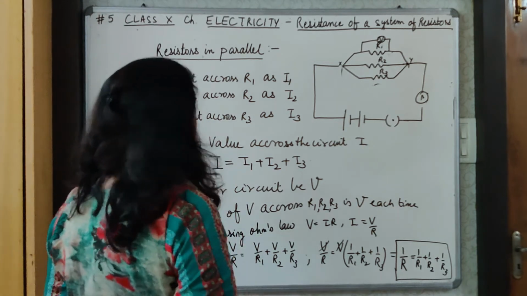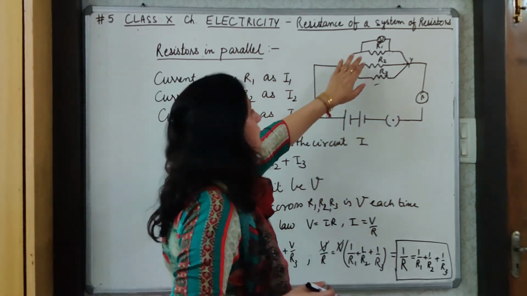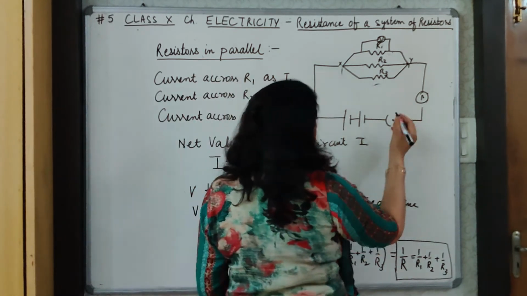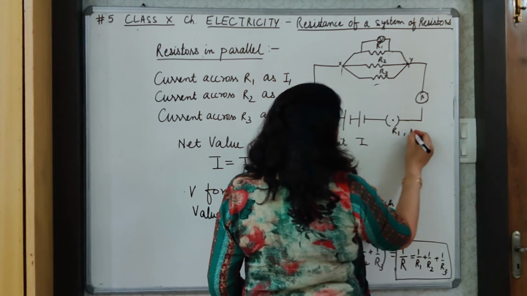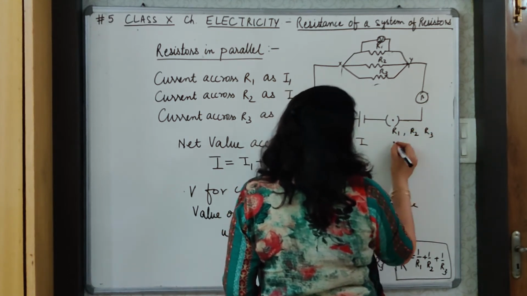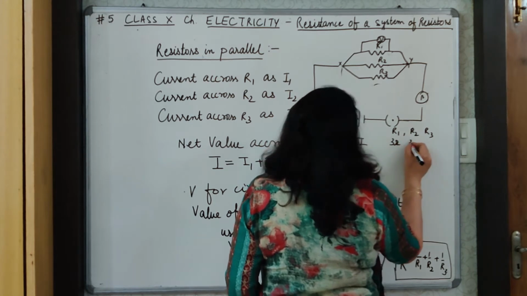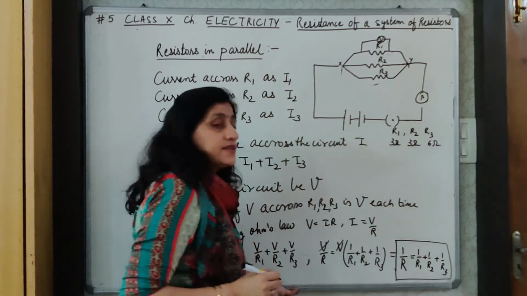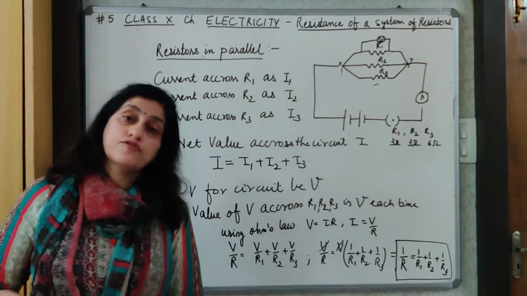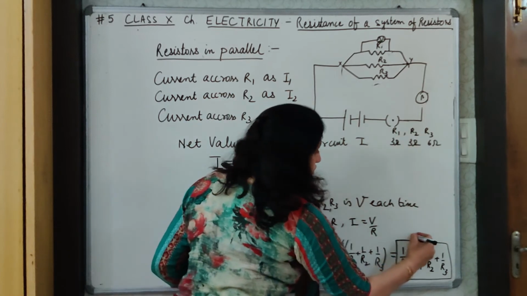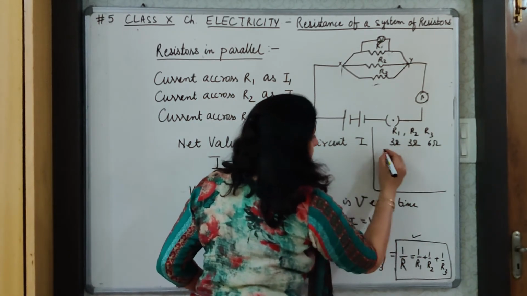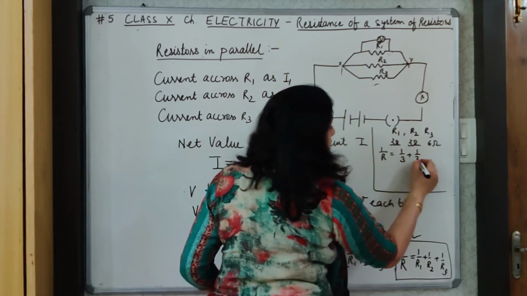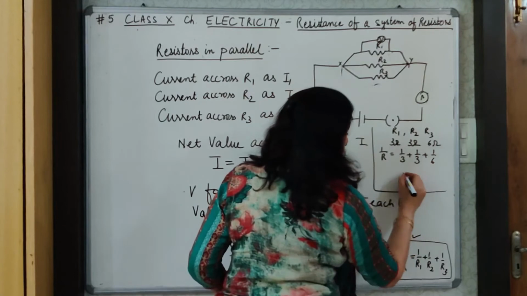Now suppose I have, say, given to me that I have three resistances R1, R2 and R3, which are 3 ohm, 3 ohm and say 6 ohm. And these three are connected in parallel. We have to find the net resistance. So I will use this formula and I will get 1 upon R is equal to 1 upon 3 plus 1 upon 3 plus 1 upon 6.